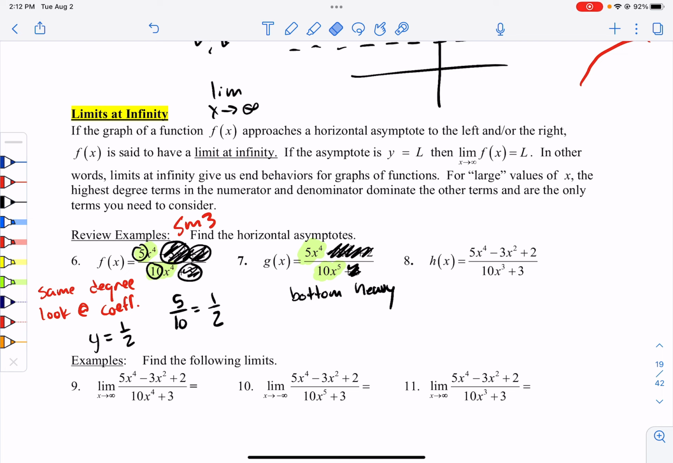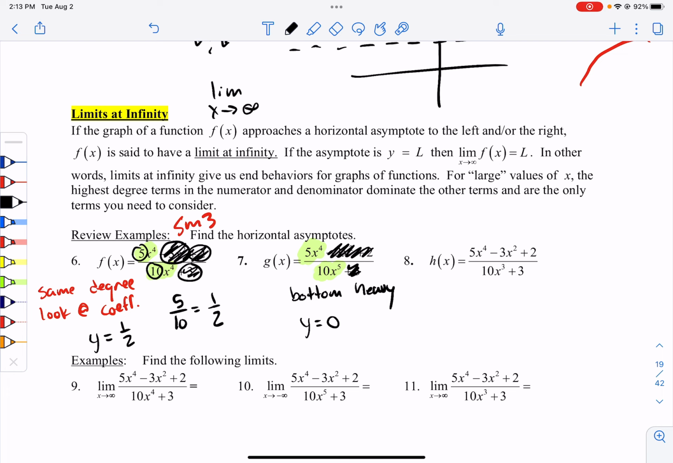And what that tells me is that what you would do in math 3, you would say, okay, since the bottom is going to get bigger faster, then I'm going to have a horizontal asymptote at y equals 0, because the bottom is so much bigger than the top.